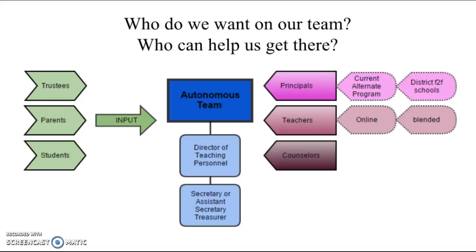So lastly, how do we actually hit the ground running and put this plan into motion? In order to get this off the ground, we're going to need an autonomous team, a group that's able to work outside of the confines of the traditional system. And this is a rough visual of how we see this playing out.